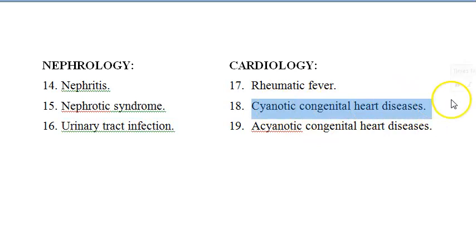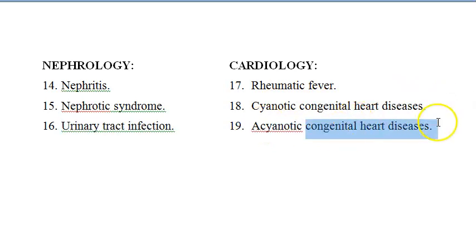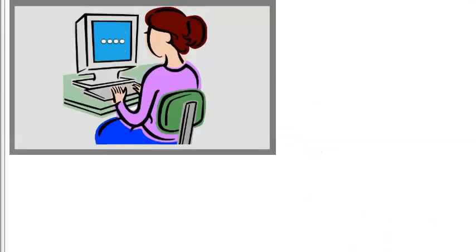Cyanotic means deoxygenated blood being supplied, right, by the heart. And acyanotic is where probably the blood is going from the left to the right. So it will be acyanotic. So there's a lot more, guys. Let's look at it quickly now.